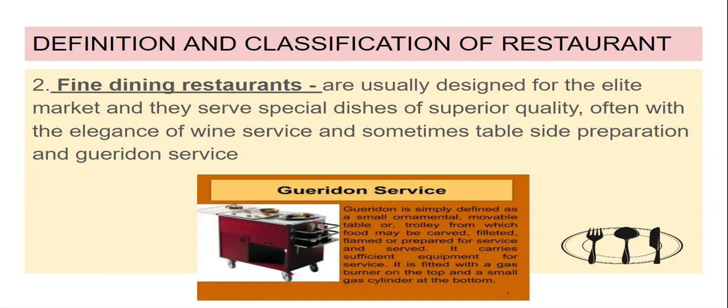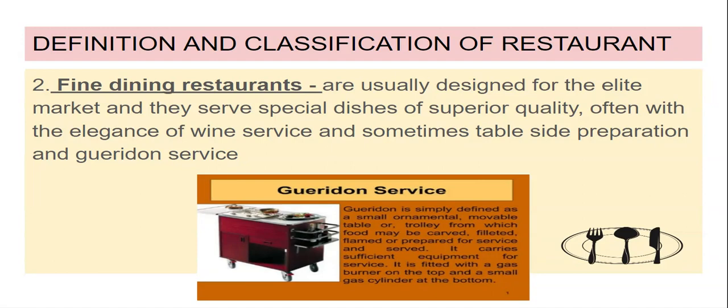So, a fine dining restaurant is the only place where we can experience this. Okay? And then, the tableside preparation, or the Guéridon service mentioned in the definition, as you can see in this illustration, Guéridon is simply defined as a small ornamental or movable table. So, this is a trolley from which food may be carved. So, they can prepare here. They can fillet, flambé, or prepare the food that our guest wants to order from the menu card.